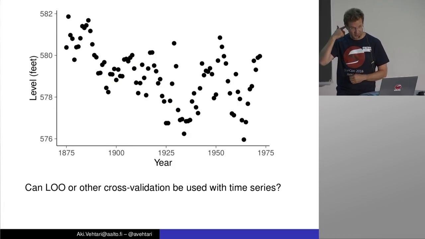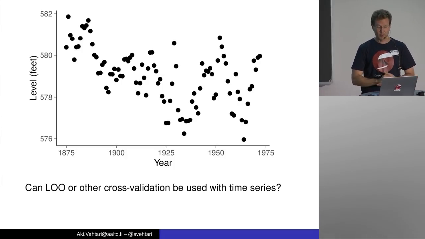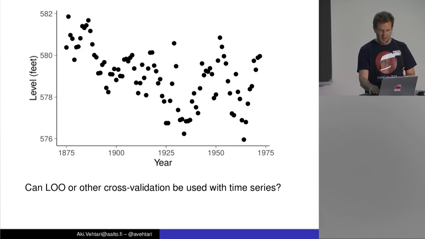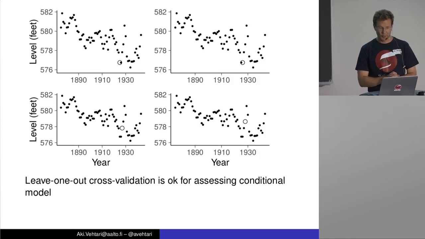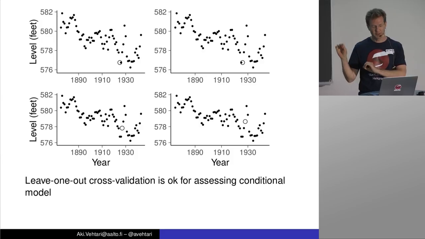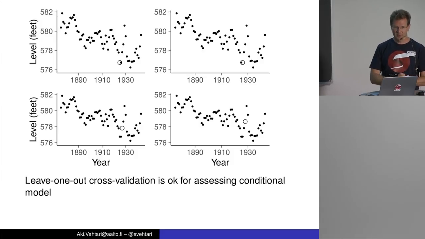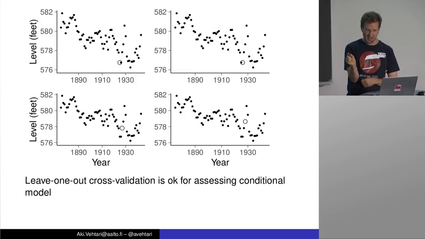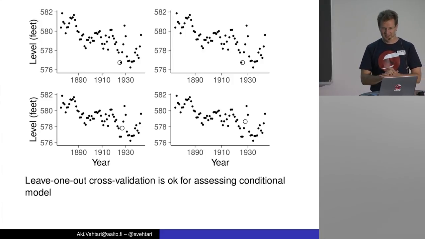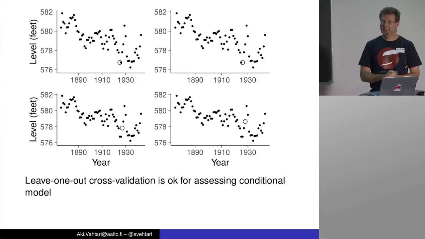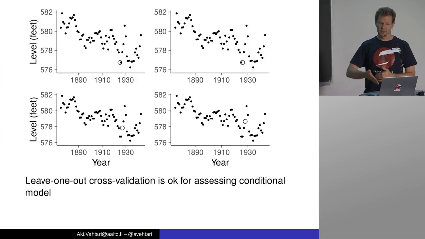And the usual question is then, because of this, can leave-one-out cross-validation or other cross-validation be used with time series? We can use also leave-one-out cross-validation. So there's just now four different observations left out in each of four different graphs. But since we are leaving out an observation which is somewhere inside, it's easier. It's not extrapolation, it's interpolation. And it's easier to predict, but it's still something that would tell us whether that conditional distribution is sensible.